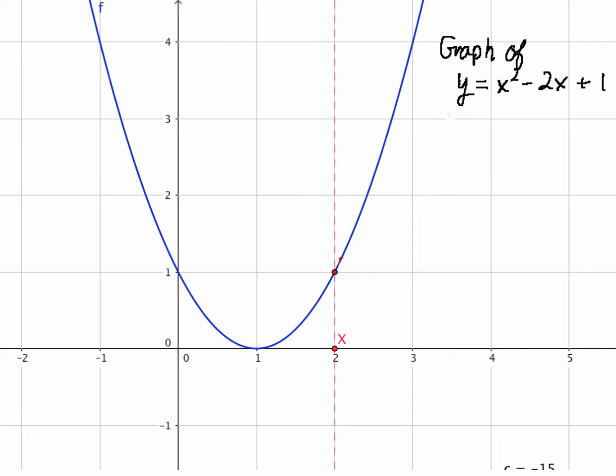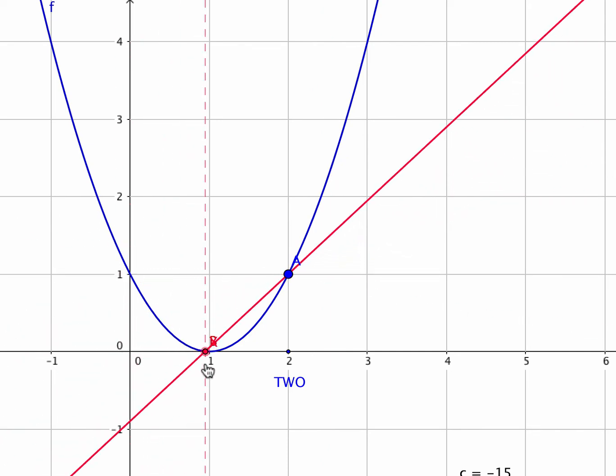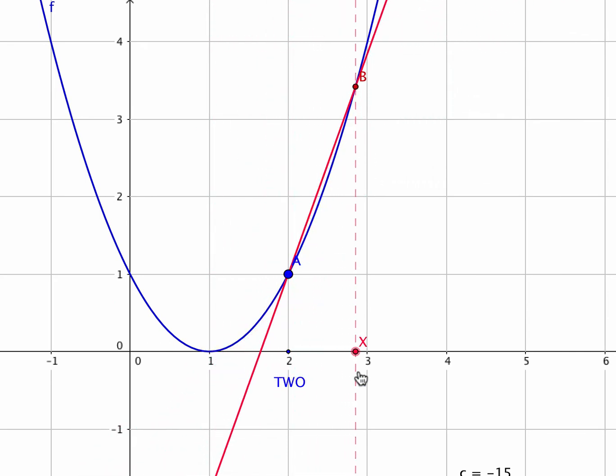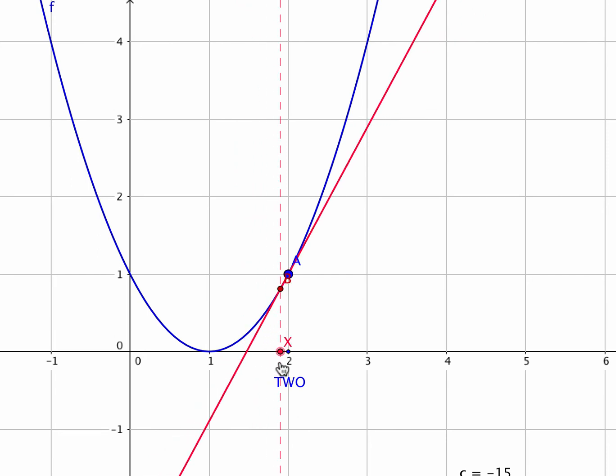Here is the graph y equal to x squared minus 2x plus 1. I'm moving the x around on the x-axis, and notice that it determines a point B on the graph above it. Since any 2 points determine a line, by moving the B around, I can determine lots of different lines that go through the different points B made with A.